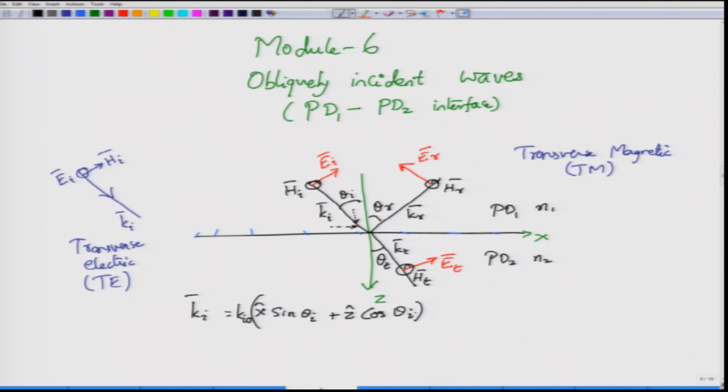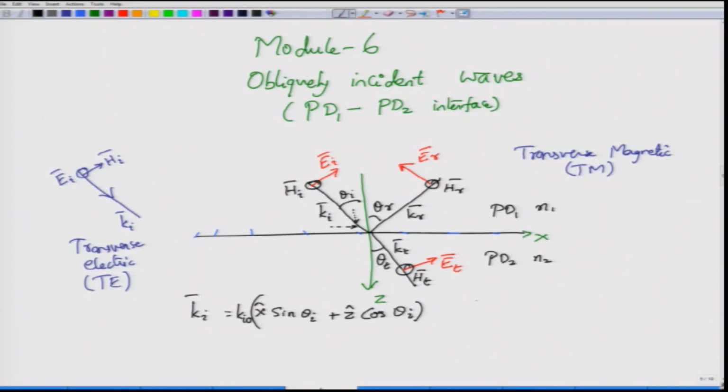Please convince yourself that this k vector expression that we have written is correct. It has a sin theta_I component along the x and a cosine theta_I component along the positive z axis, and it is for this reason that we say that the wave is along the z axis. It is the positive z axis because it has a positive z component for the k vector.